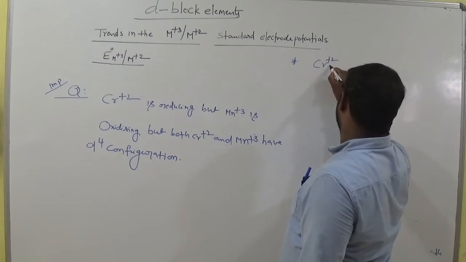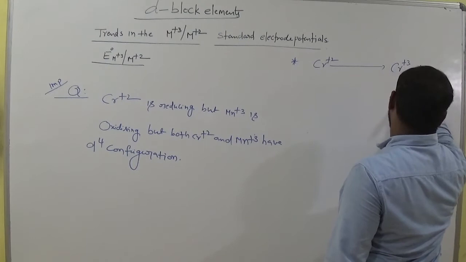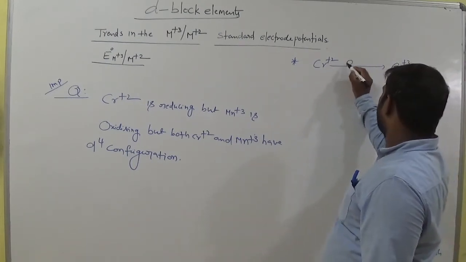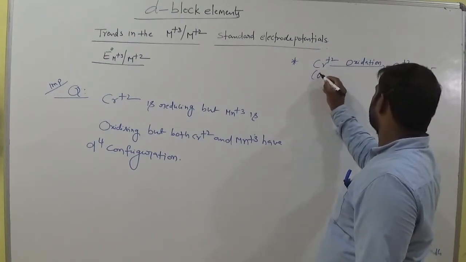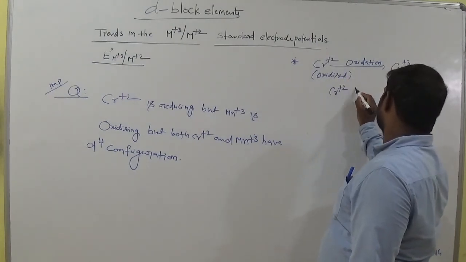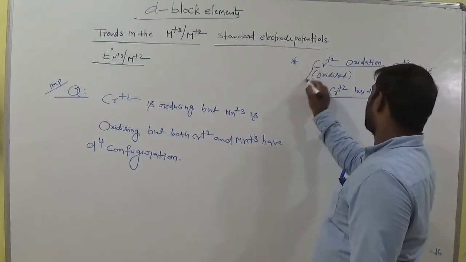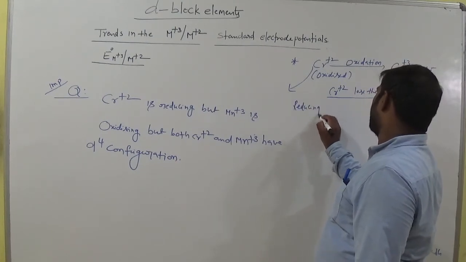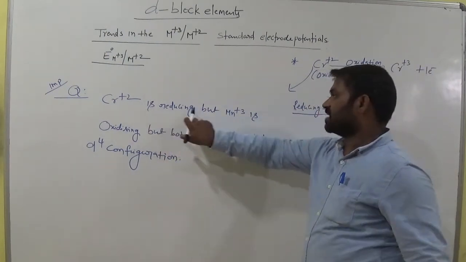Okay, it can lose an electron, then it becomes Cr plus 3. Cr plus 2 to Cr plus 3, what happened? Oxidation takes place. It is oxidized. Cr plus 2 lost the electron. So Cr plus 2 is called a reducing agent. Clear? Cr plus 2 is reducing.